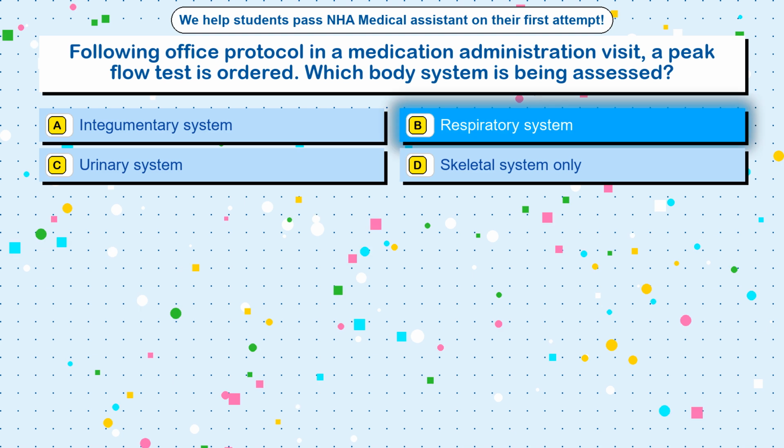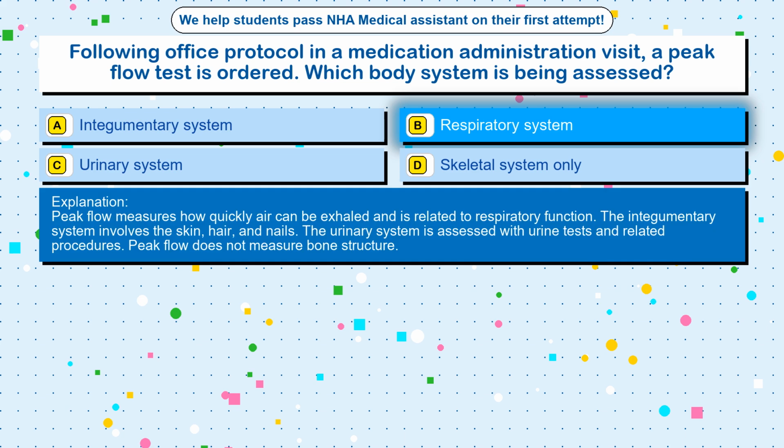The correct answer is option B, respiratory system. Peak flow measures how quickly air can be exhaled and is related to respiratory function. The integumentary system involves the skin, hair, and nails. The urinary system is assessed with urine tests and related procedures. Peak flow does not measure bone structure.